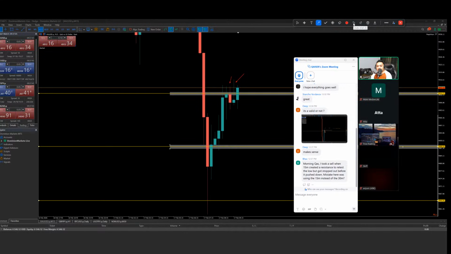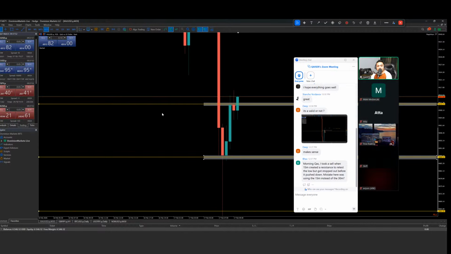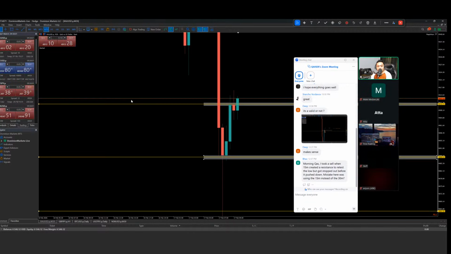So let's see. I would like to see a candle close above the resistance, so then I can give my trade a chance. That will make sense to me. I need at least a 50-minute time frame candle to close above the resistance. Rather than that, I'm just going to wait.